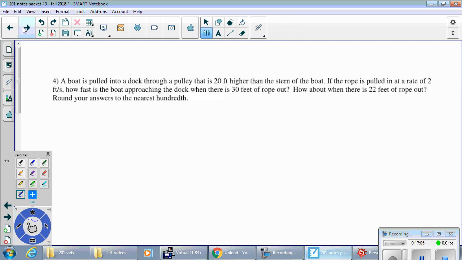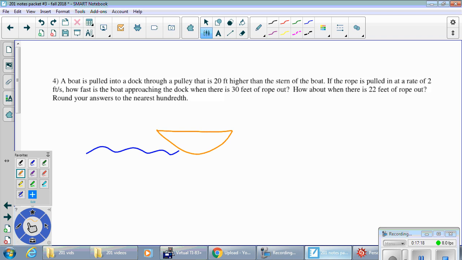Okay, number 4 has to do with the boat being pulled into a dock. So if you haven't read the problem, read the problem. I'm going to start drawing. So we've got the water down here, and then we've got a boat. And then over here we've got a dock, and the dock is 20 feet higher than the bottom of the boat. So we're just going to pretend the boat is lower in the water than I have drawn. So we'll draw this line right down to here. This is one of those funny boats where you pull it in by the bottom of the boat.